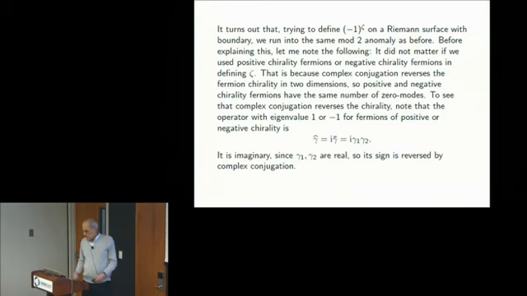To see that complex conjugation reverses the chirality, I've defined the operator that's 1 or -1 for fermions of positive or negative chirality. It's i times the product of the two gamma matrices, where we need the i so that gamma hat squared is +1. Since gamma 1 and gamma 2 are real, this operator is imaginary, so its sign is reversed by complex conjugation.